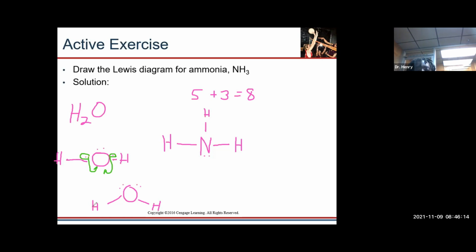Okay, so let's see if we can do something a little more challenging. What happens if we have a polyatomic ion? Did you guys print out the chemical packet for the exam? If you did, you have a table that says polyatomic ions on it.